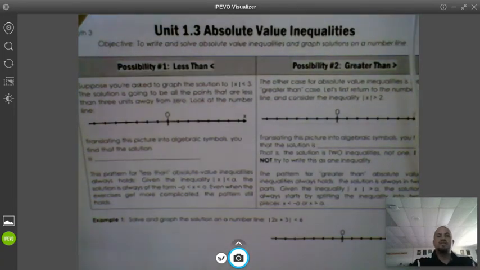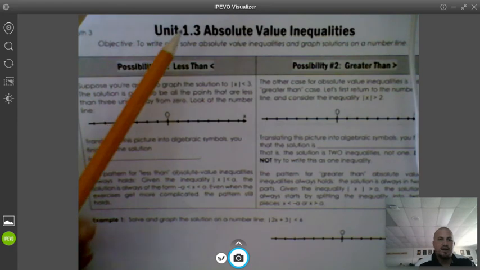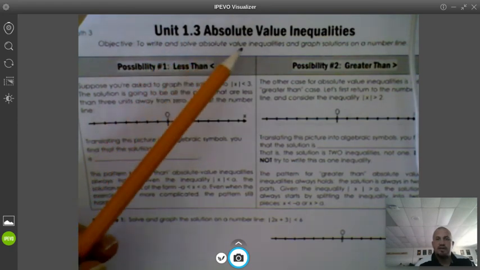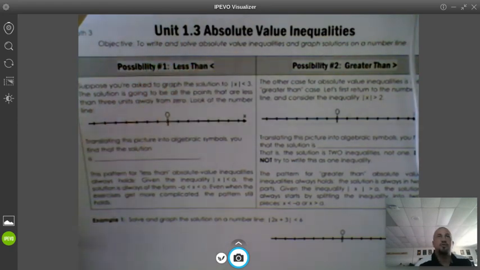Okay, guys, so this is Unit 1.3, Absolute Value Inequalities. This is our third section of Unit 1. And the objective today is to write and be able to solve absolute value inequalities and graph those solutions on a number line. So the first possibility is a less than.